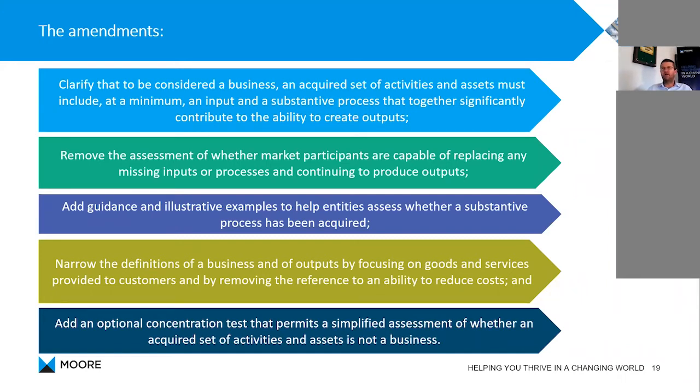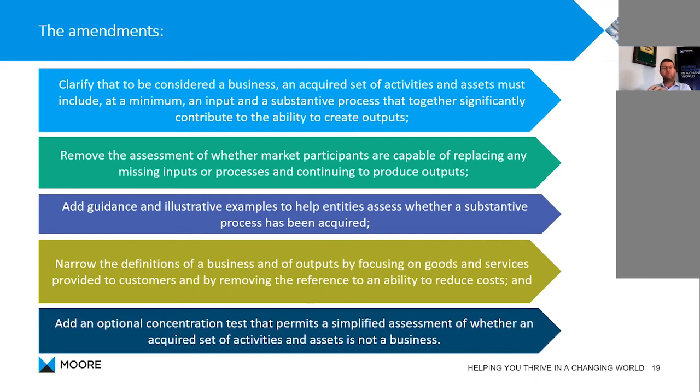So these amendments clarified that to be considered a business, you need to have acquired a set of activities and assets that include at a minimum an input and a substantive process. That's probably one of the most significant changes of this amendment: what is a substantive process? And together they significantly contribute to your ability to create outputs. And they remove the assessment about market participants being able to replace missing inputs or processes. It was quite broad previously.